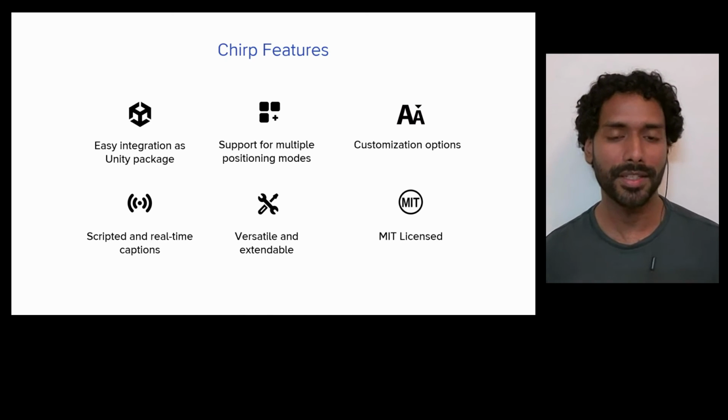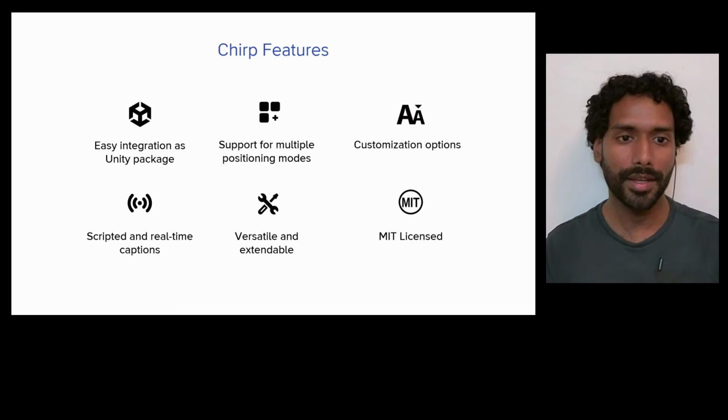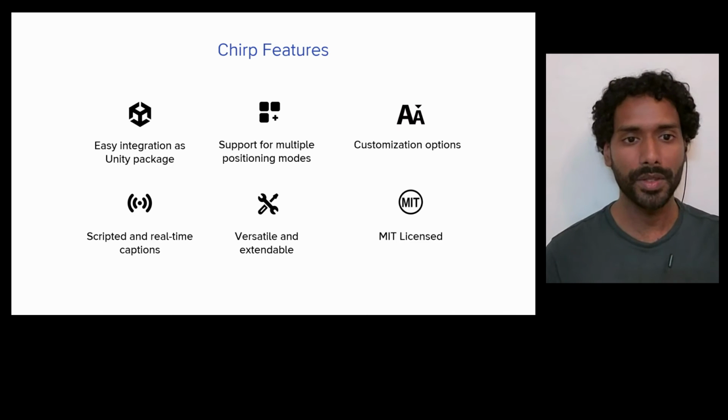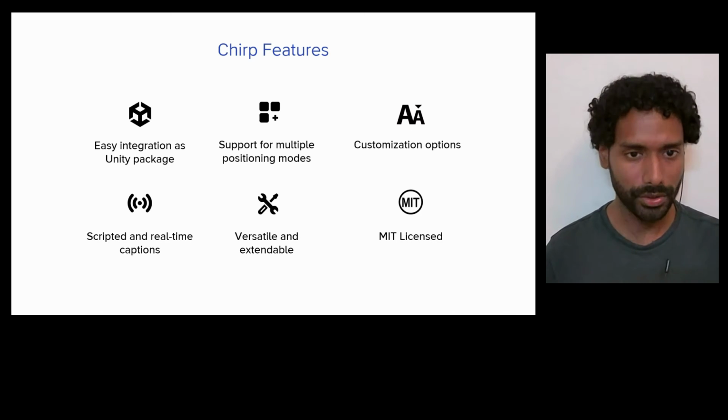Importantly, Chirp is a Unity package that anybody can download and integrate into their own Unity projects. So it's quite easy to integrate Chirp into your own projects. Chirp also supports multiple positioning modes. At the moment, it only supports headlock, but there's the possibility to add on different modules to it.